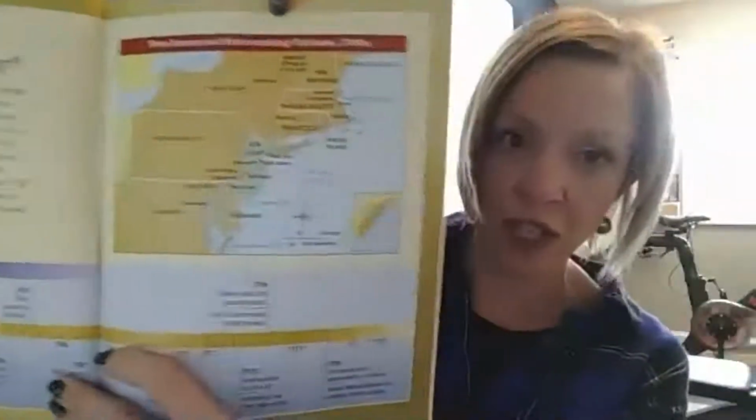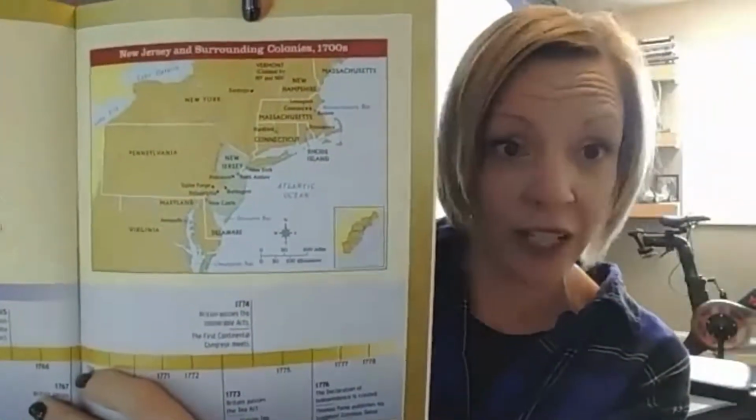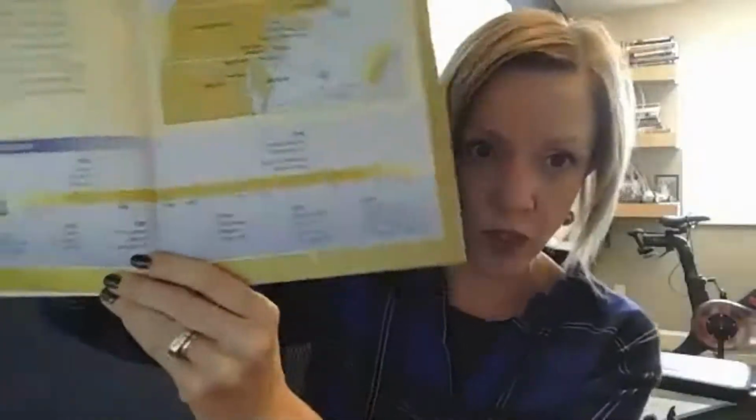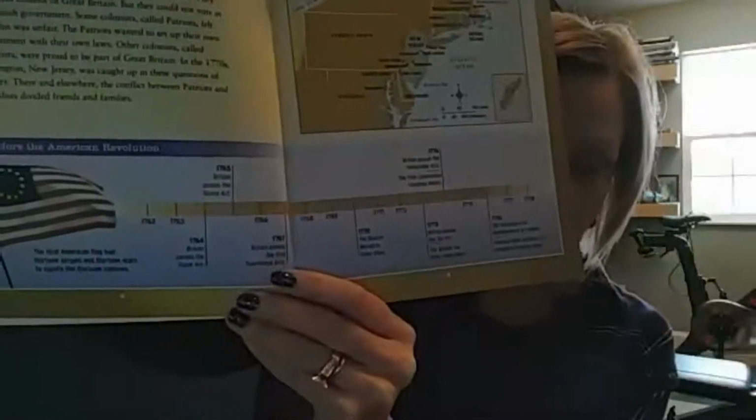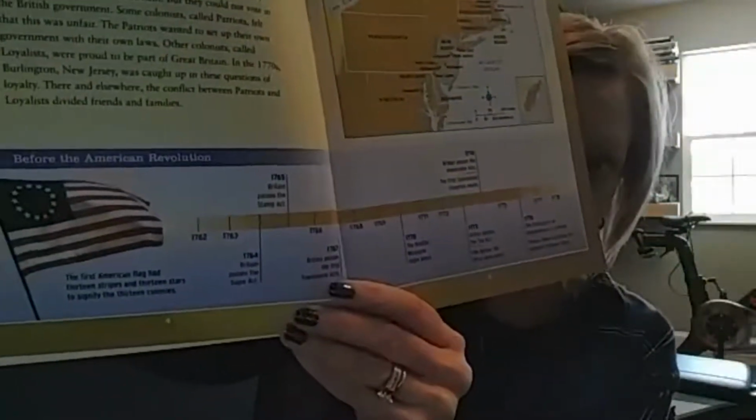And when you look at the resource, you're going to see a map that shows New Jersey and the surrounding colonies in the 1700s. And at the bottom, you're going to see a great timeline of things that happened before the American Revolution. Okay? All right. So go ahead and look at your, whoops, wrong mouse. I have 2 mice on my desk, which is really confusing.